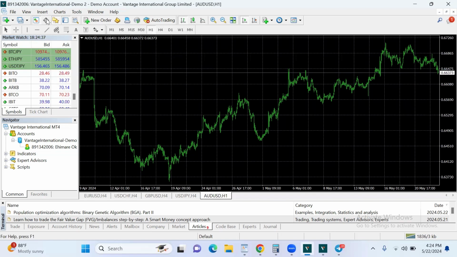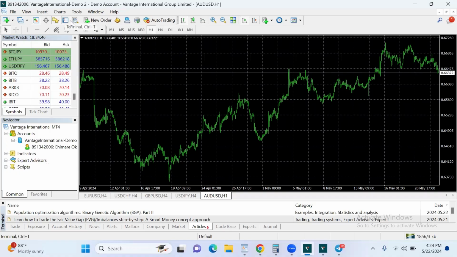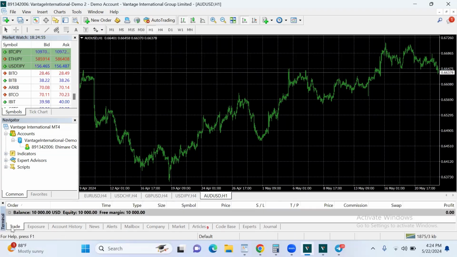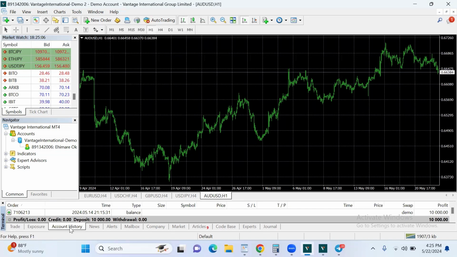Now, to the top of the screen here, there are many of these tools that, like I said, when you toggle this, Navigator goes, toggle it and it comes back. Then we have Terminal. Terminal is the one at the bottom here. This is where you find all kinds of things like your trades and the capital you have in your account. This account is a $10,000 account. You can see you have balance, equity, and free margin. To the bottom there, you see exposure, then account history. All of these things you find under Terminal.